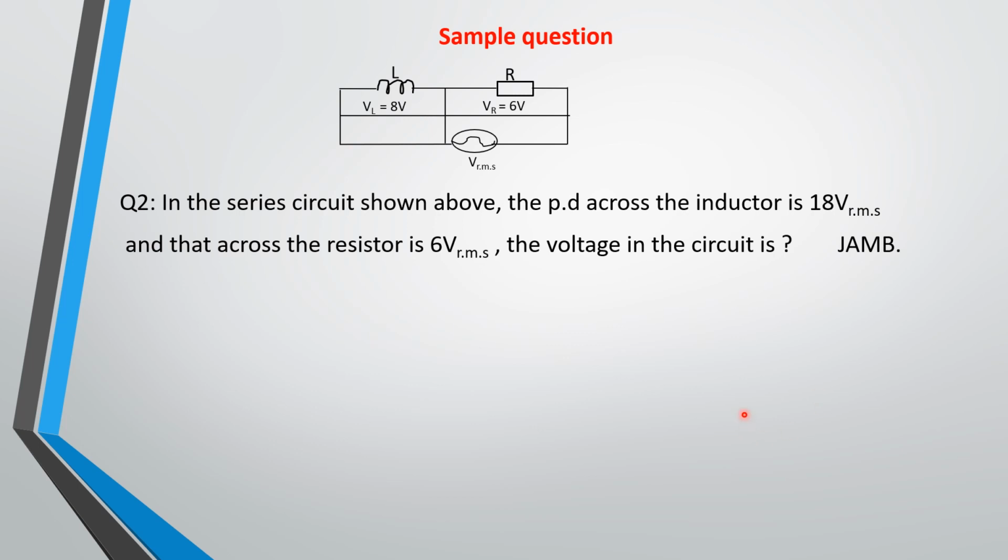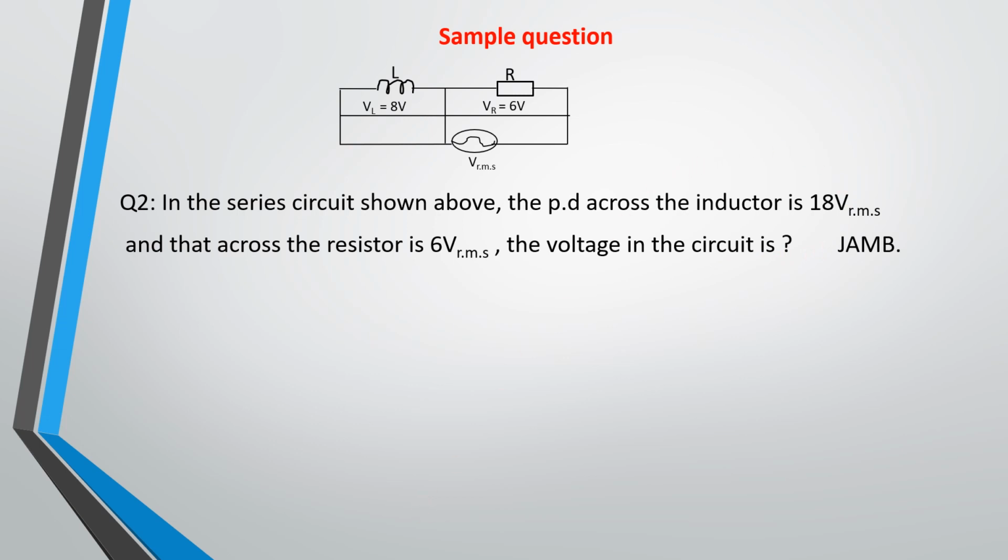All right, so this is another question. This is actually a JAMB question, and JAMB questions are typically short and direct to the point. Okay, so this question says that in the series circuit shown above, the potential difference across the inductor is 18 volt root mean squared, and that across the resistor is 6 volt root mean squared. The voltage in the circuit is what?